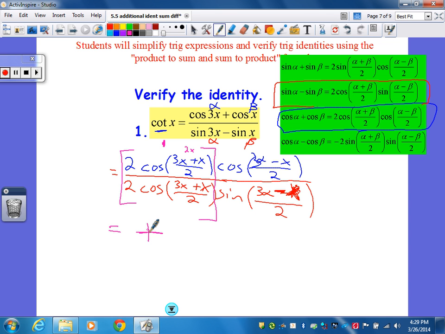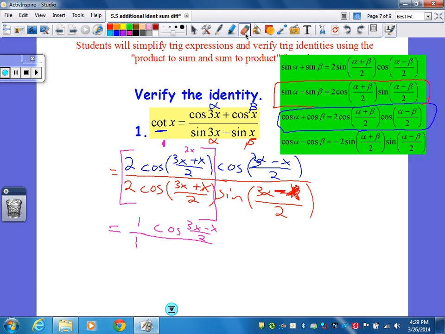I'll write 1 over 1. Let's rewrite that so it's a little bit clearer here. So we have 1 over 1 times cosine of 3x minus x over 2.